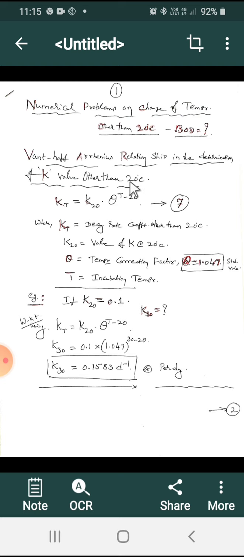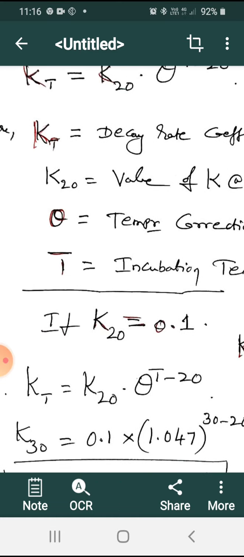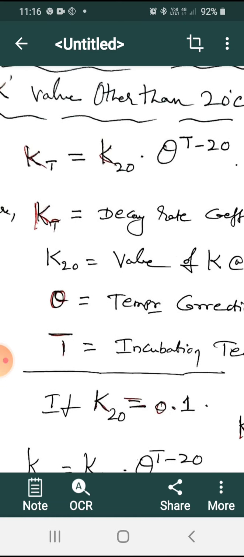The rate of change of decomposition with respect to temperature is given by Kt = K20 × θ^(T−20). This will be equation number 7 or 8. Here Kt is the rate constant at temperature T, K20 is also known, and θ is the standard value 1.047. Now you can determine K at any temperature other than 20 degrees centigrade.